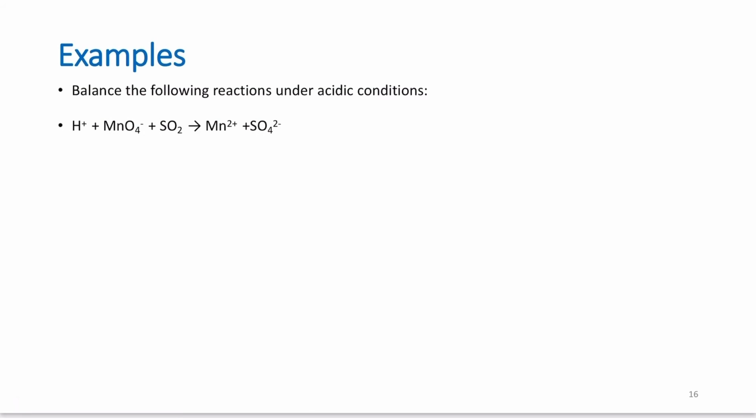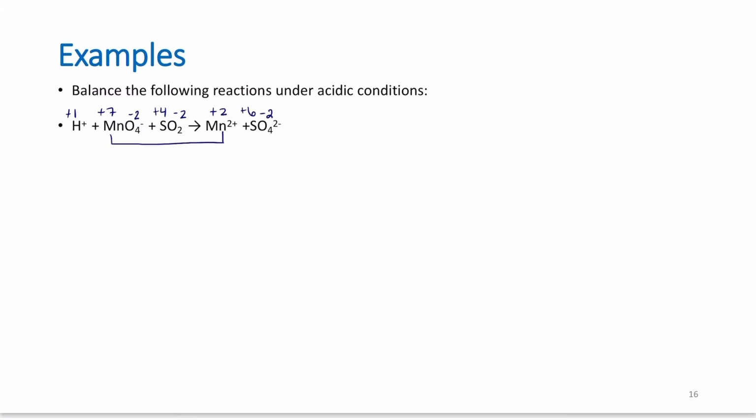Balance the following under acidic conditions. H+ plus MnO4- plus SO2 giving me Mn2+ and SO4 2-. Okay, so H+ is +1, oxygens are going to be -2, which means that manganese here is +7. SO2, the oxygen is -2, which means the sulfur must be +4 because there's 2 oxygens. Mn2+ is +2. SO4 2-, each oxygen is -2, which means the sulfur must be +6.